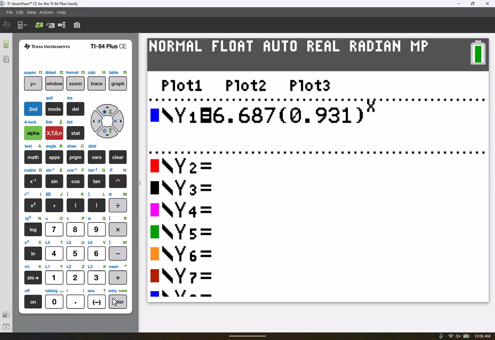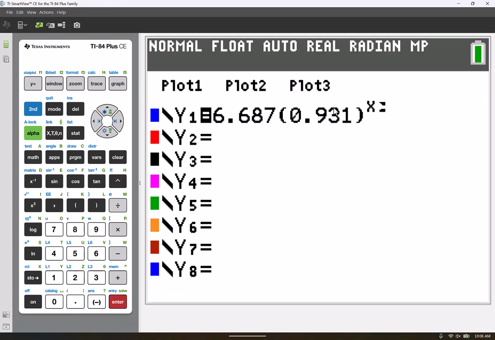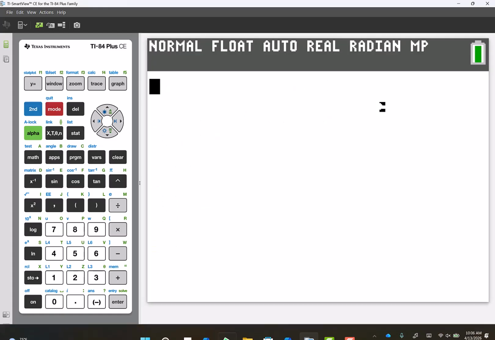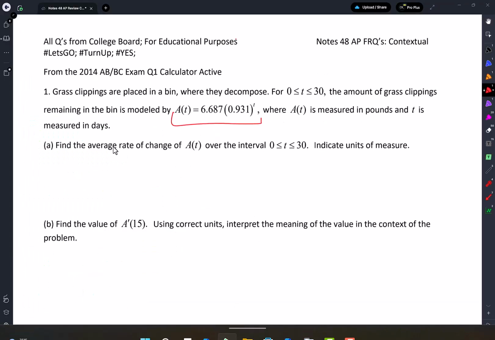Before you push enter on anything, make sure that you have the correct expression, that you don't have any copy errors. Everything looks good. I don't see any issue. All right, I think we're okay. Let me go back to this.